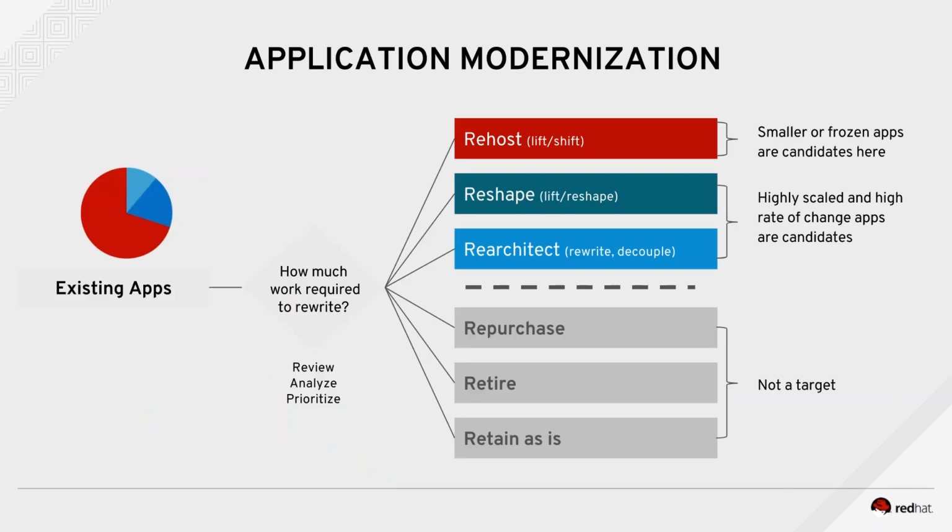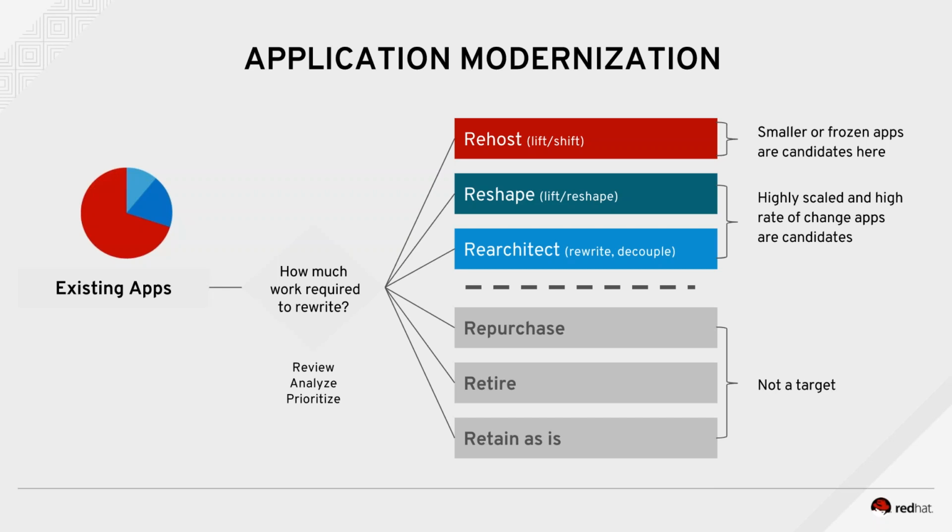So to address this challenge, let's talk a bit about modernization and what that means, and what to do with those existing applications. You essentially have three main choices for your apps. You can rehost, reshape, or re-architect. There are other possibilities, but they're essentially do nothing. And as we mentioned before, it's not really an option in today's digital economy.